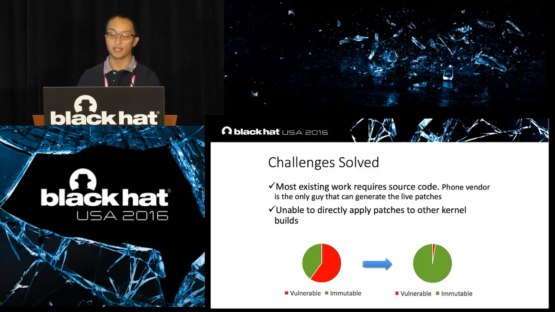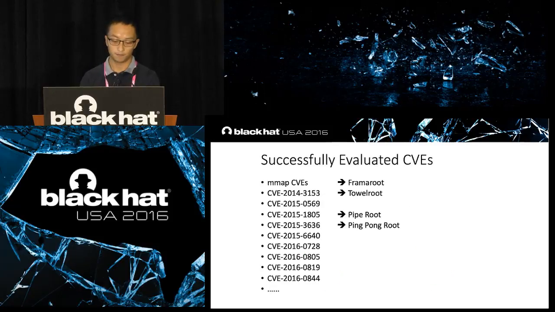So imagine that right now the pie chart looks like the left one. With our adaptive kernel live patching work, it can look like the right one. We have successfully evaluated this framework on many existing famous CVEs. We listed them here, and you can see that many of the famous roots can be tackled, like Farmer root, Tower root, Ping Pong root, and the recent 1805 pipe root.